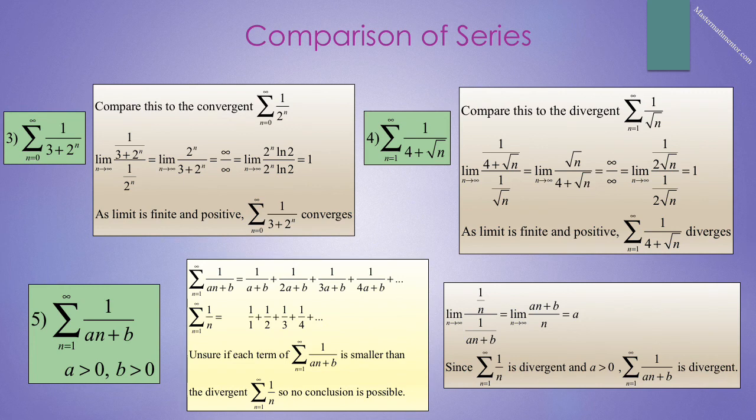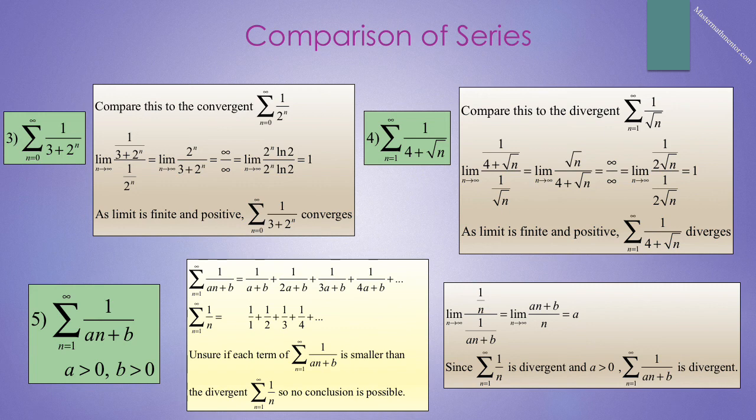But now we use the limit comparison test, and our benchmark series will still be 1 over n. So we look at the limit as n approaches infinity of 1 over n over 1 over an plus b. And we get the limit as n approaches infinity of an plus b over n, which is equal to a. As stated before, it does not matter which expression is in the numerator and which is in the denominator. If we had reversed them, then our limit would be 1 over a.